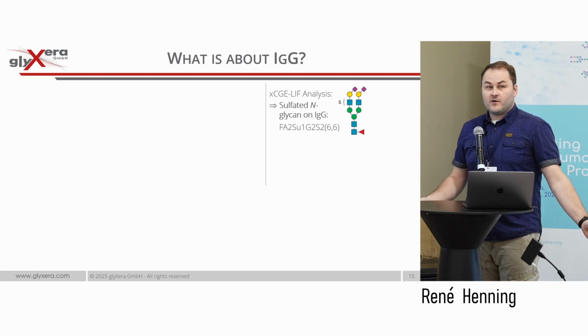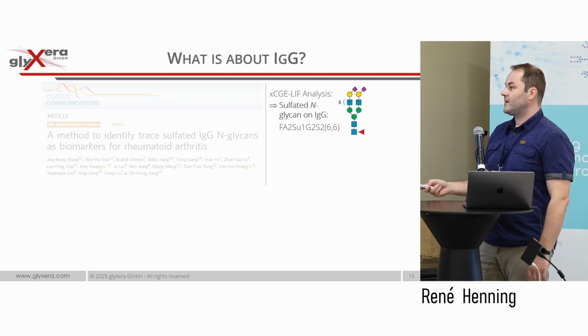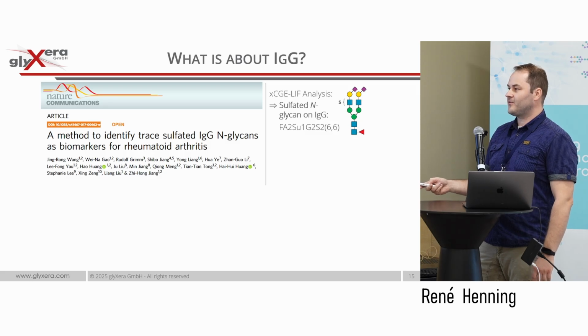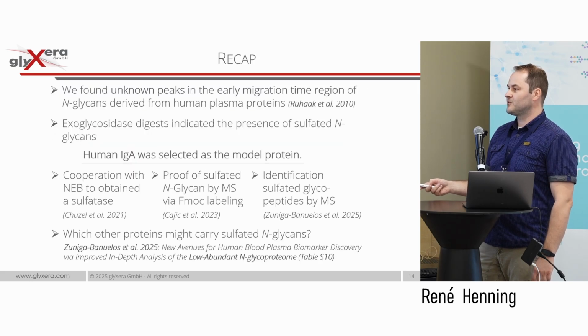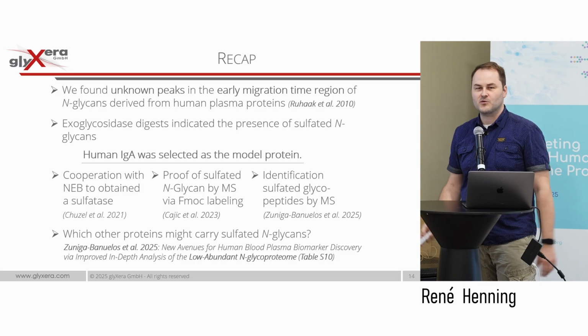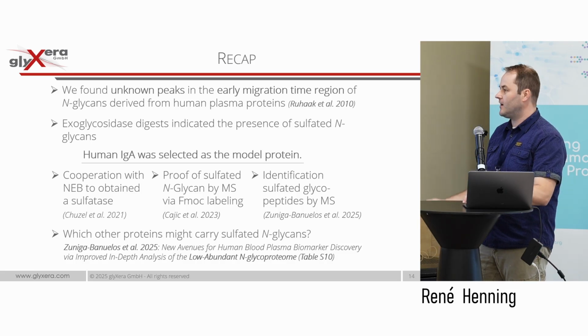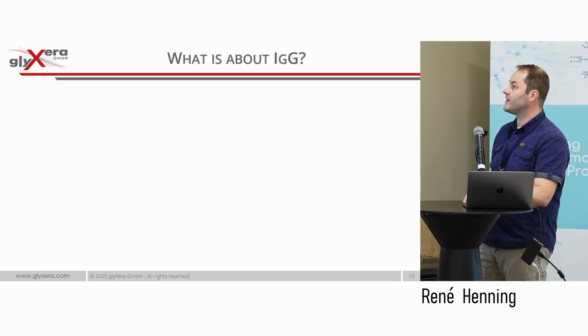And if you want to know where else it could be in plasma, I can only refer to Franja, who also published a second publication where she looked at the low abundant glycoproteome of human blood, and there's a table S10, with a bunch of other glycoproteins inside where it's also attached. Nice work, by the way.